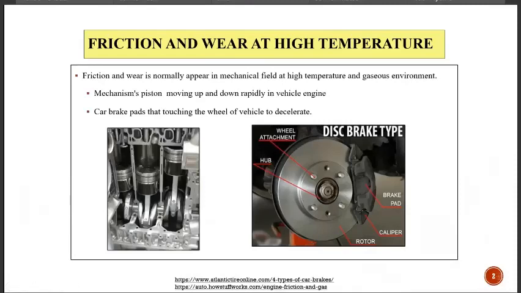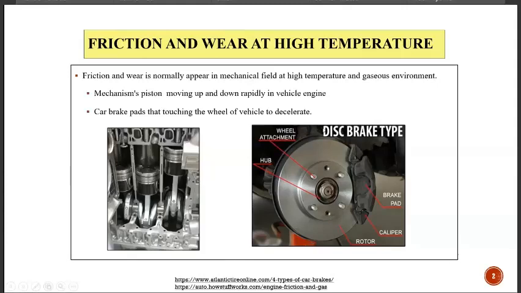Friction and wear is a phenomenon that normally appears in the mechanical field at high temperature and gaseous environment, especially in vehicles, engines, aircraft, and some heavy machines. An example of friction and wear at high temperature and gaseous environment is the mechanism of the piston inside the vehicle engine, which is at very high temperature and gaseous environment.